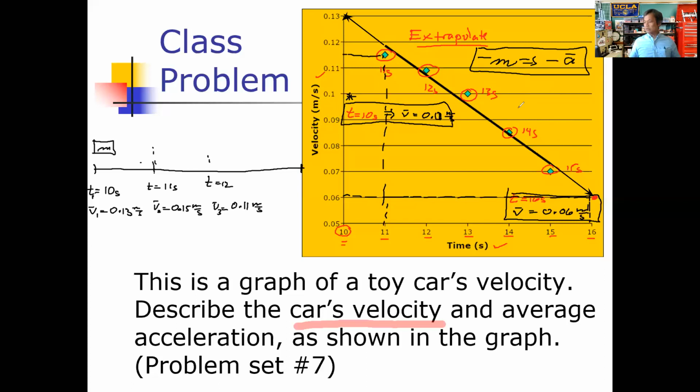Make sure you get that done for today's lecture and submit it. Tomorrow we'll pick up with this graph and finish drawing this picture.